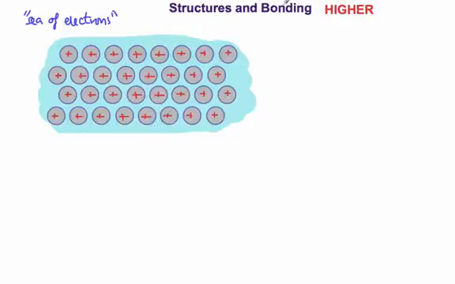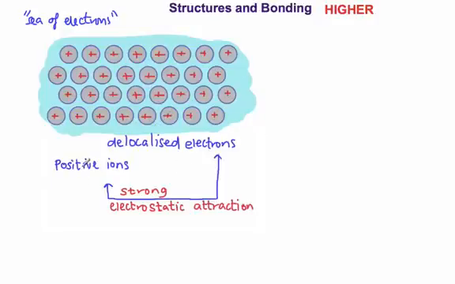So what we have is the positive ions interacting with the delocalized electrons, and we have therefore a strong electrostatic attraction. We have negative in the blue area here and positive, and so there is attraction between the blue area and the positive ions. This is how the atoms are held together by these strong electrostatic attraction forces. So that's how the metallic bond works.